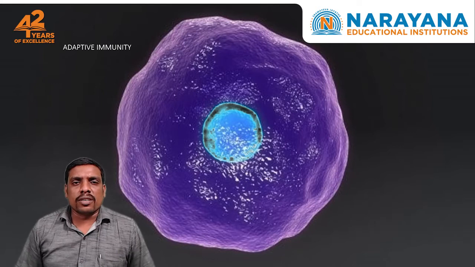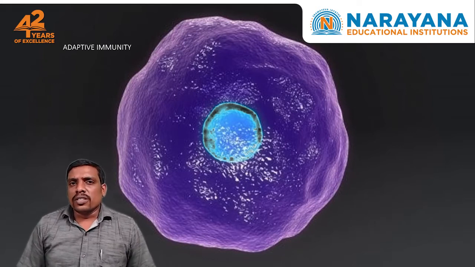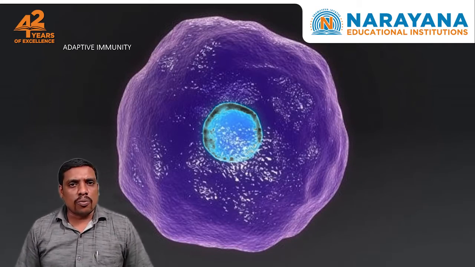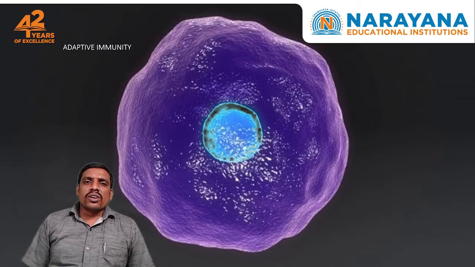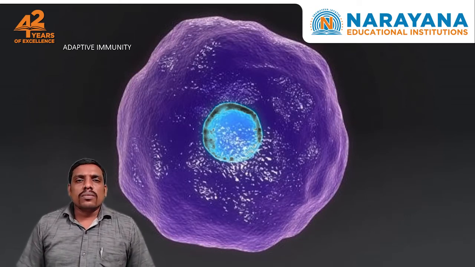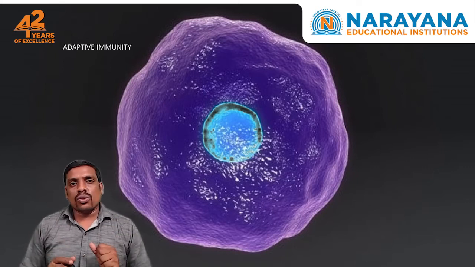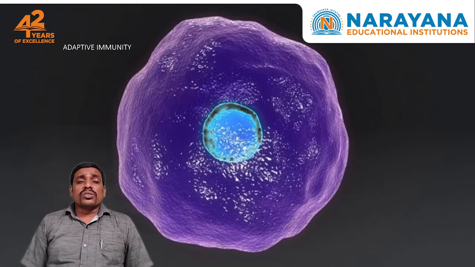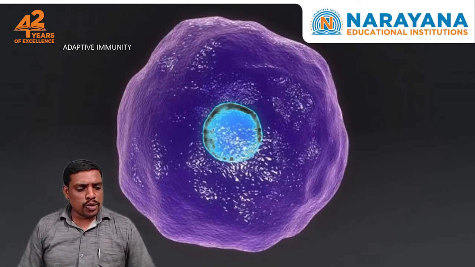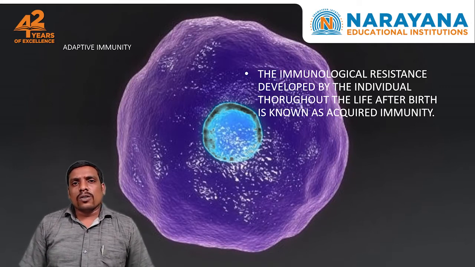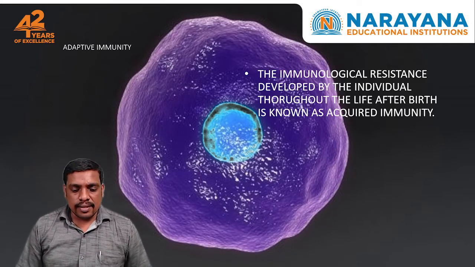Before that, let me say something. After birth, we have some interesting physiological and biological changes in our body, right? These changes occur by the action of certain kinds of cells, and those cells are nothing but the immune cells. Today we are going to see about adaptive immunity, how it occurs, and what the key roles of adaptive immunity are. Let us see.